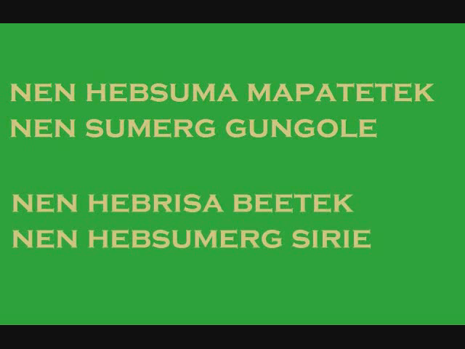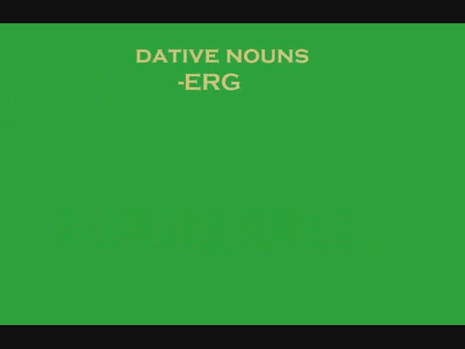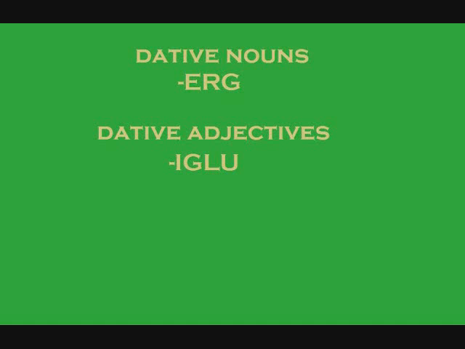Now let's use the past tense. To say the girl threw a rock to the woman, you'd say Nen Hebsuma mapatetek nen sumerg gungole. Or to say the boy gave a flower to the girl, you'd say Nen Hebrisa beetek nen hebsumerg sirie. Note that the 2 e's next to each other in beetek are pronounced separately, as all vowels in Dangin Nira are pronounced separately.